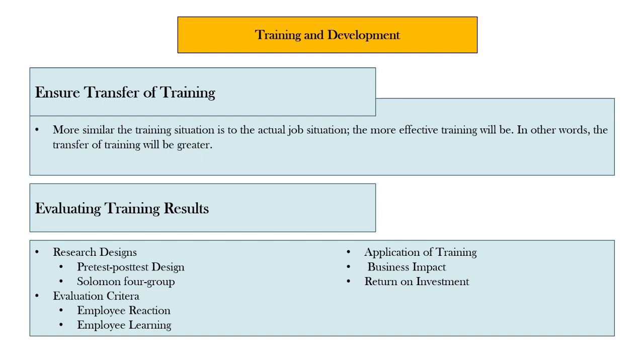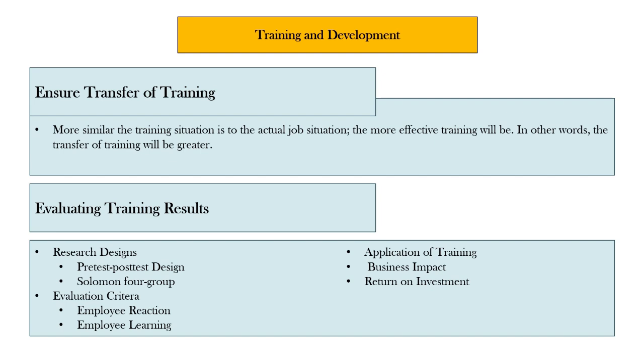There is also this evaluation criteria that we could use in evaluating training results. We have the employee reaction. Actually, in the Kirkpatrick's model, we have 4 levels. Level 1 is the reaction or the employee reaction. Level 2 is the employee learning. Ano ang natutunan nung trainees. Okay?